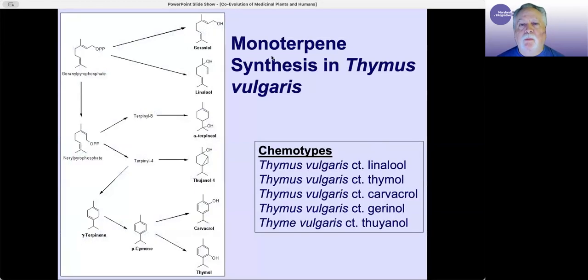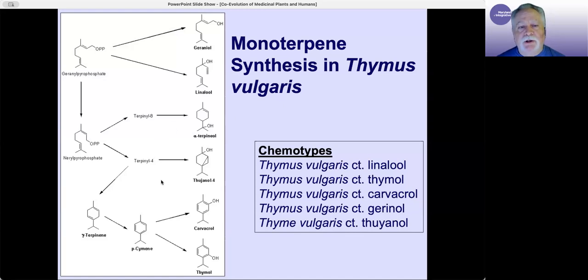Now let's look at what we call monoterpenes. Anytime you can crush up a leaf and it smells really good, those are probably monoterpenes. A lot of these are in the mint family. Look for a square stem. In this case, this is thyme.